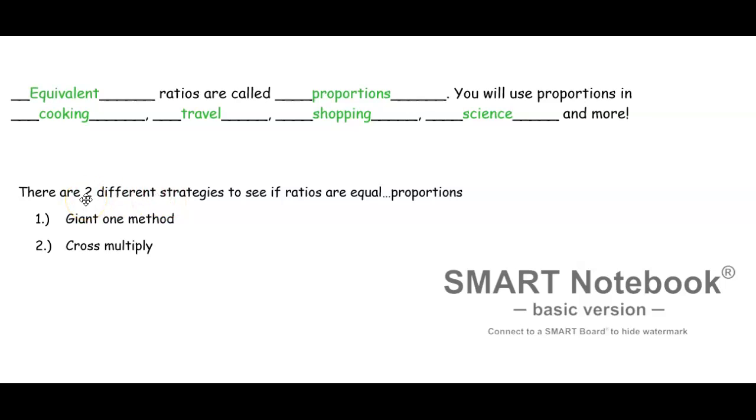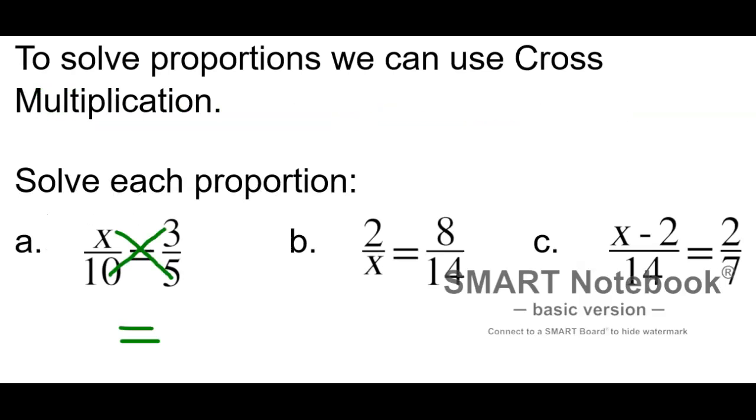Okay, there's 2 different strategies that we're going to learn to look if ratios are equal or if they're proportions. We're going to do the giant 1 method in class, but I want to show you the cross multiply method. So if I am solving a proportion using cross multiplication, what does cross multiplication mean? It means you make a cross over the equal sign, like I did here, and you multiply these things. What's x times 5 going to look like? What's 10 times 3 going to look like? And they're going to be equal to each other because they started out equal.